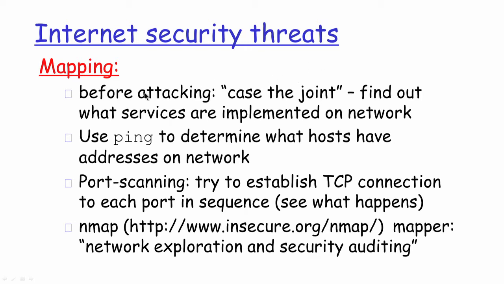So, what they first do is what is called casing the joint, where they find out what kind of services are implemented on the network. Then a typical command like ping will be made use of to determine what the hosts and the addresses in the network are. Then, once they find out the address, on that particular address they will try to find out what kind of ports are open. The way they do it is that they try to establish a TCP connection to each port in sequence and then see what happens.